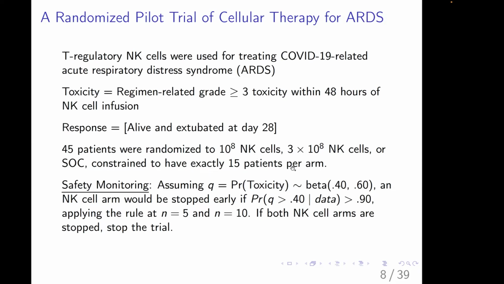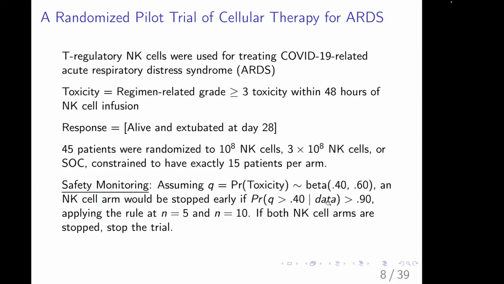And I constrained the randomization to have exactly 15 patients per arm, and it also was balanced to have 5+5+5, 10+10+10, and so on interimly to apply the safety monitoring rule. And here, let's denote the probability of toxicity by Q. Assume it has a beta(0.4, 0.6) prior, which means that the expected value is 40%, but the effective sample size is 1, so it's not very informative.